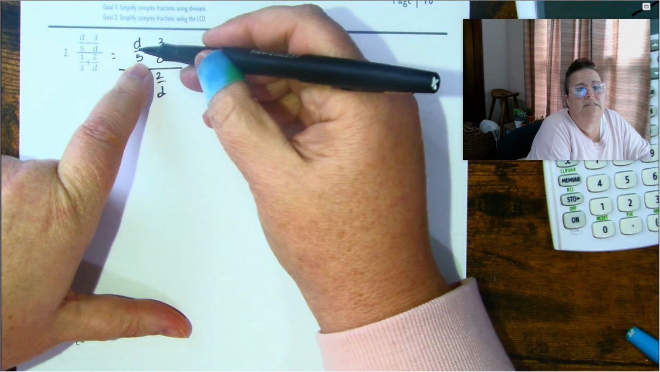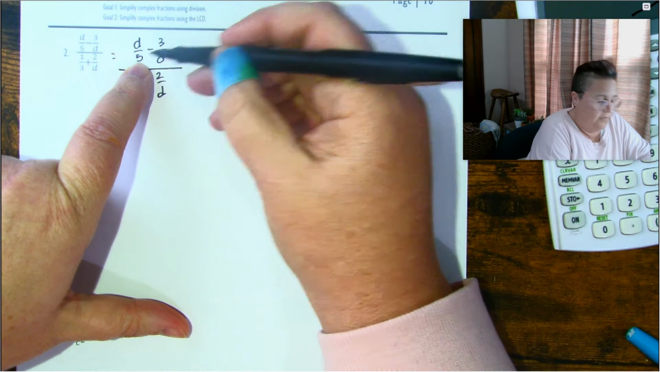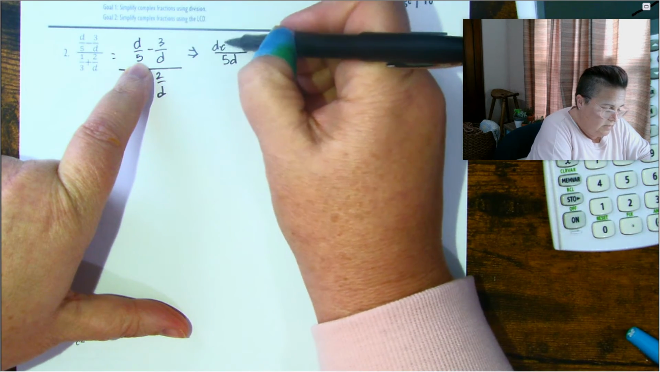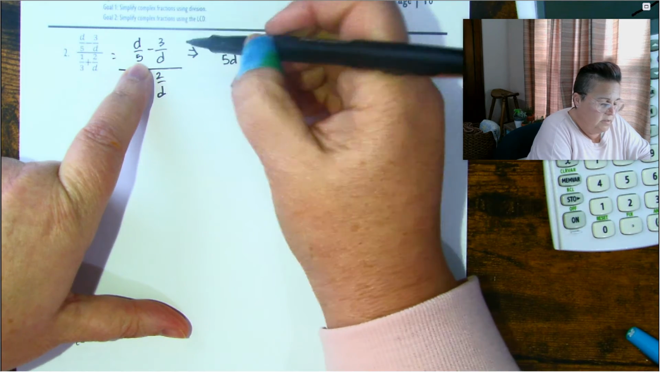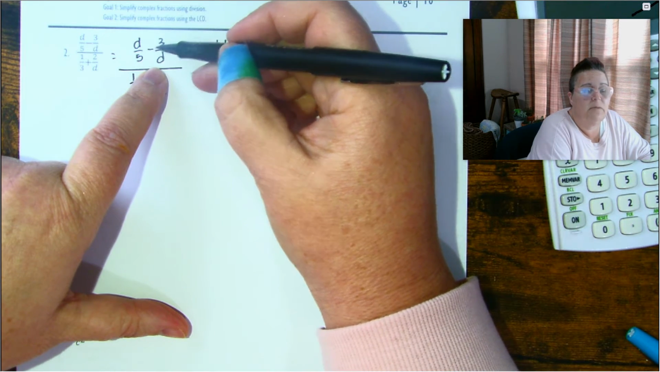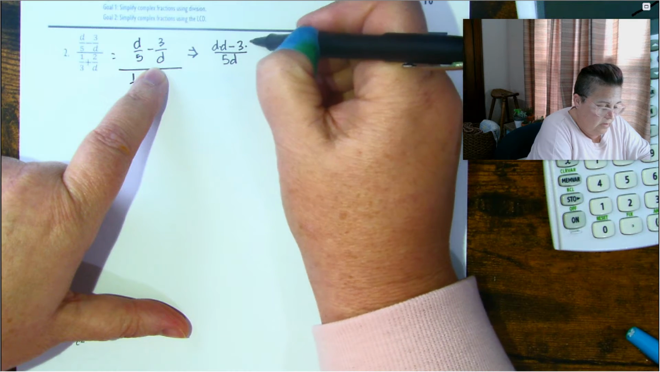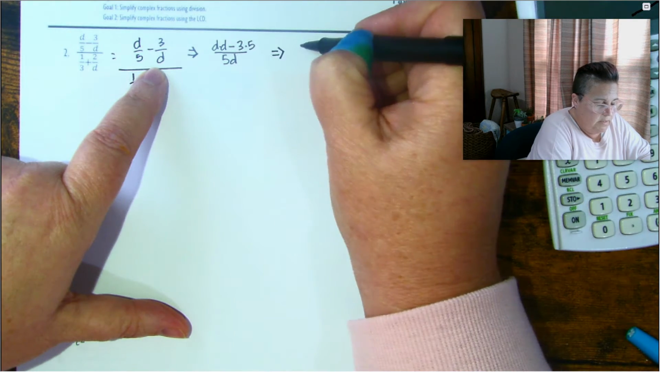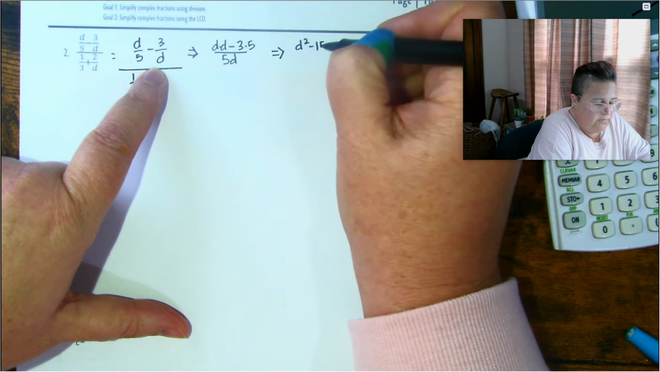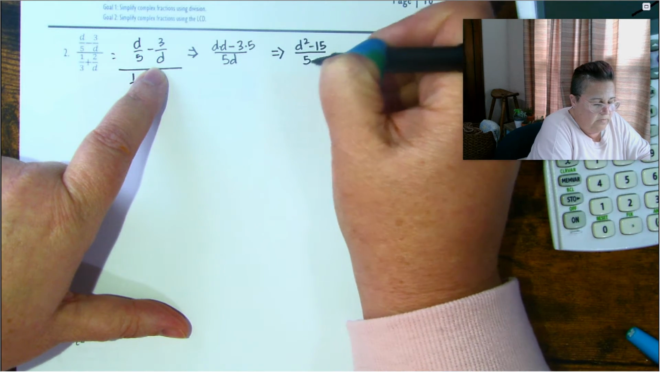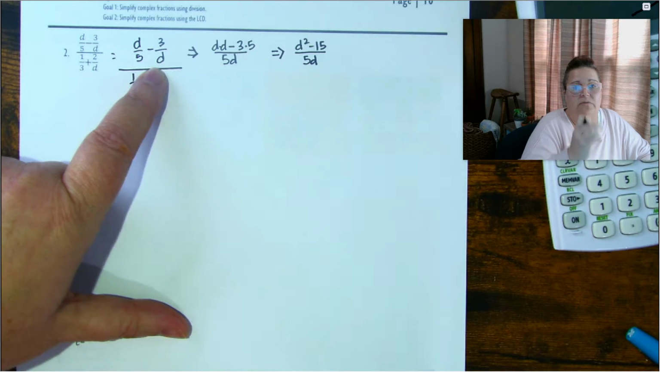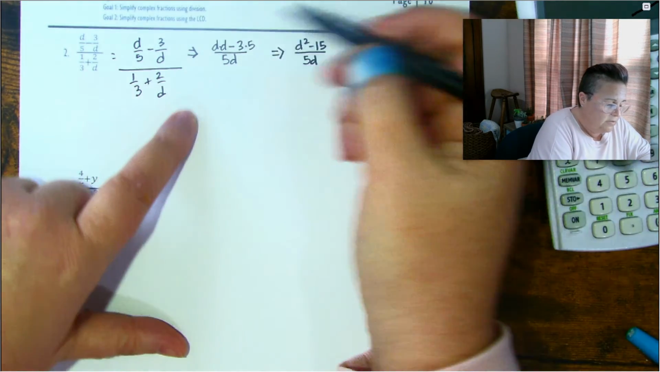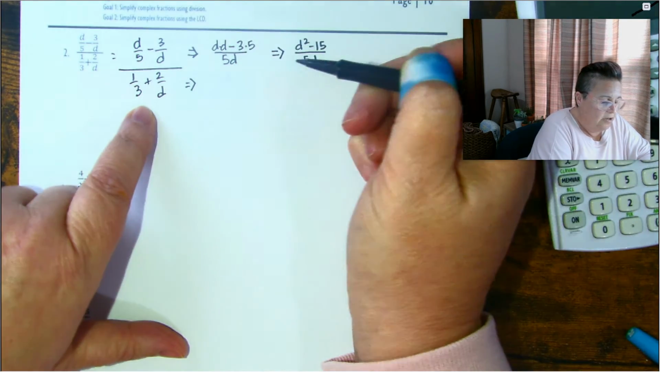So if I look at d, that's over 5. So this will be d times d minus, that's 3 over d, so that'll be 3 times 5. So that's going to be d squared minus 15 over 5d. I have simplified my numerator. Now I need to simplify my denominator.